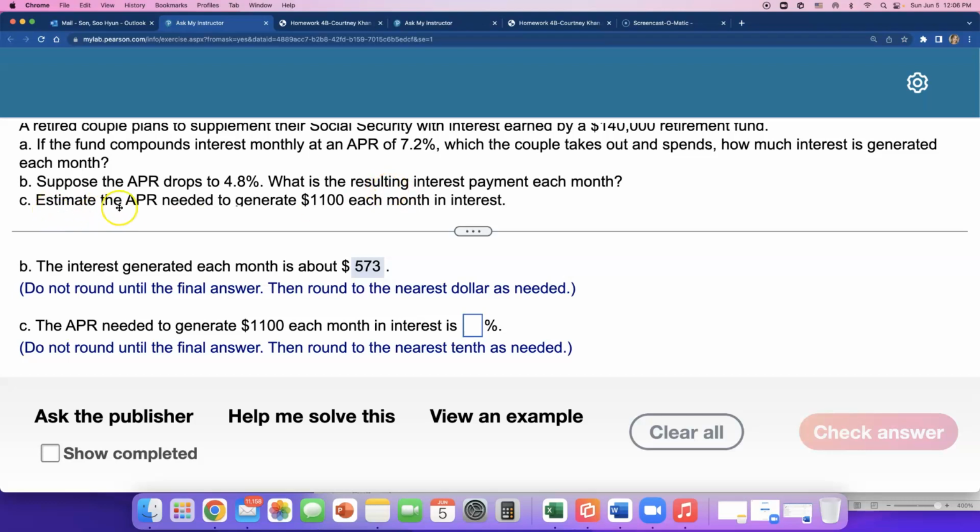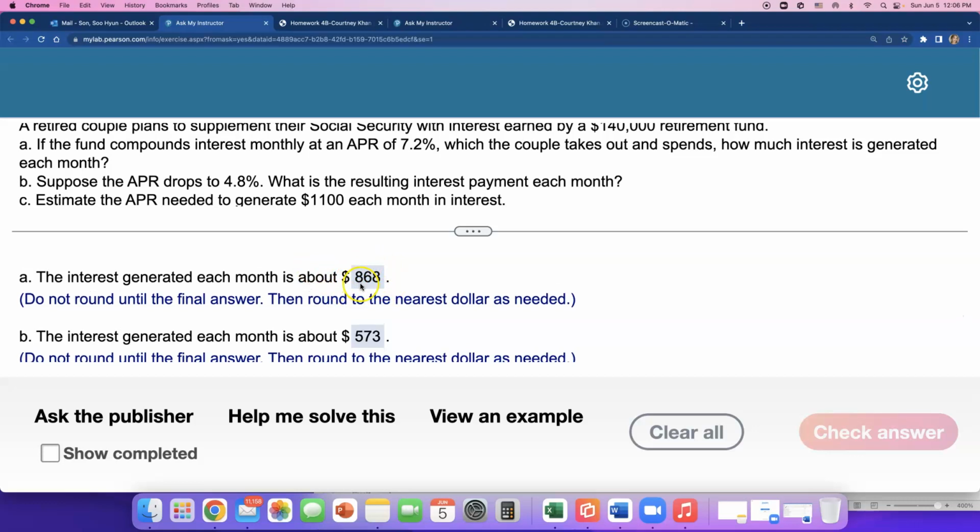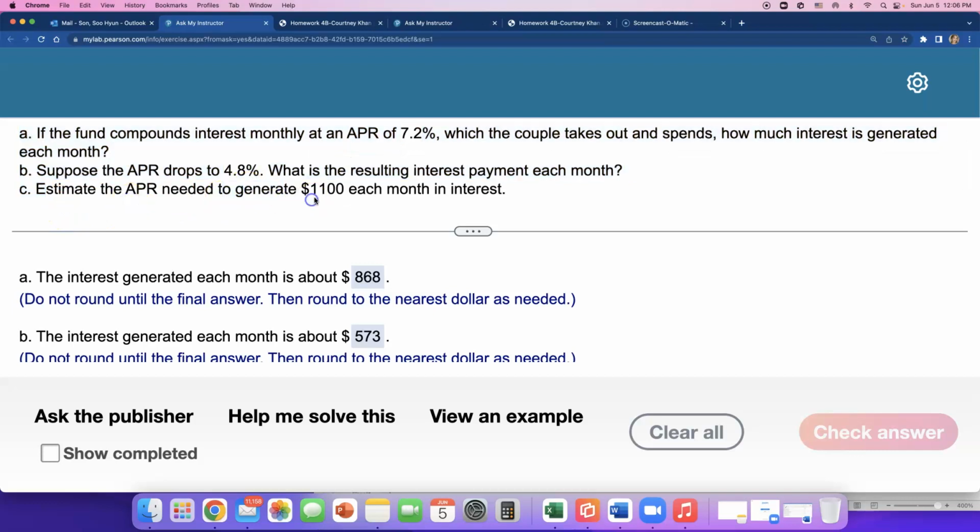All right, last one, estimate the APR needed. Now this couple is planning to shop around because, if I were them, I'd want as much money as I can every month. So I'm going to shop around to find a place that will offer me the highest interest rate. This couple has a goal. They want to generate $1,100 each month in interest. That's even higher than what they were originally getting with 7.2%. So I know the APR has to be higher in order to make more money.